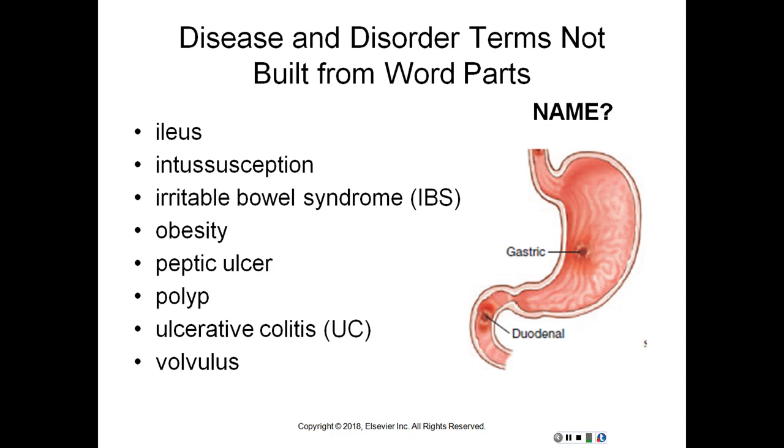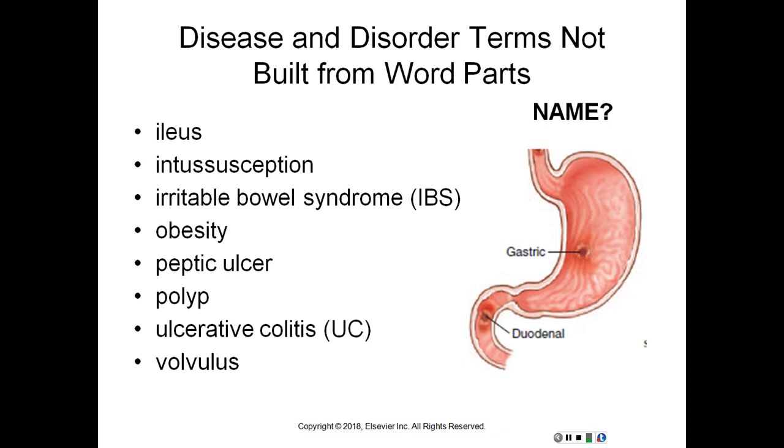Irritable bowel syndrome, periodic disturbances of bowel function such as diarrhea and/or constipation, usually associated with abdominal pain. Obesity, excess of body fat, which increases body weight, a condition in which body mass index or BMI is greater than 30 kilograms. Overweight is defined as BMI between 25 and 29. And then morbid obese is BMI over 40.